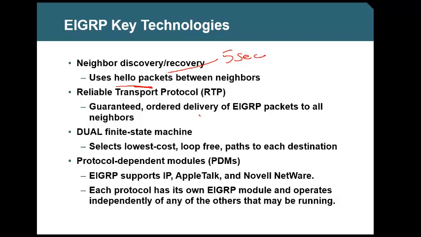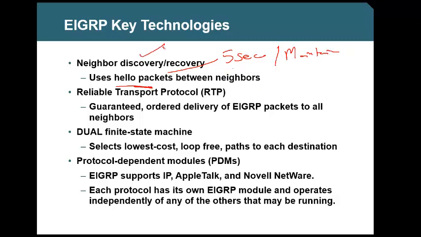After they form neighborship, they share their database, and now whatever router A knows, router B also knows, and whatever B knows, A also knows, because they share the update when they form neighbor. Not only that, they keep sending hello every 5 seconds to maintain the neighbor. So not only discovery, even maintenance.